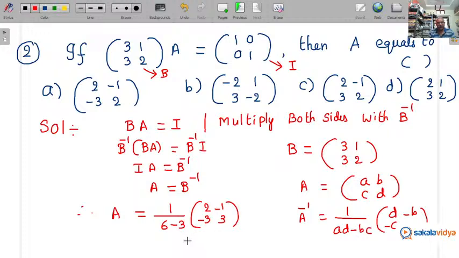So this is equal to 1 by 3 times [2 -1; -3 3].